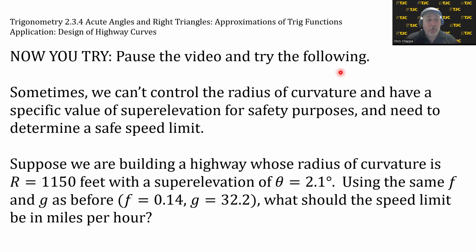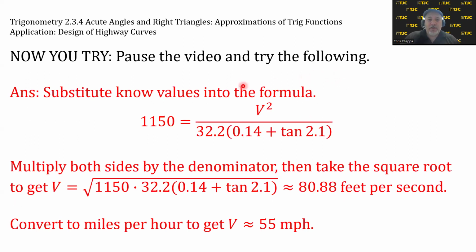All right, here's your fair warning. Solutions in 3, 2, 1, but I'm going to go over this solution, so it's a little bit longer than the video normally would be. If we're going to solve for v, we need to substitute all the values like we did before. But this time we know the radius and we have the constants and we know the inclination, superelevation, excuse me, and we're solving for v squared.